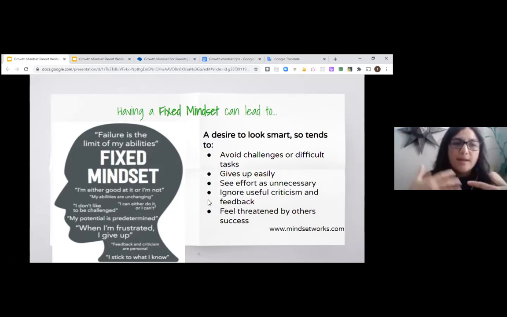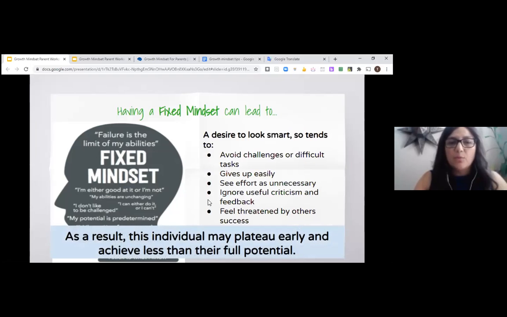So some of the thoughts that they might be having are, I stick to what I know. Like, I'm not trying anything new. I'm only doing what I know, what I can do right. They might think failure is the limit of my abilities, or they might say, when I'm frustrated, I give up. Okay. And so with this kind of mindset, these individuals will plateau early and they will achieve less because they're not maximizing their potential.